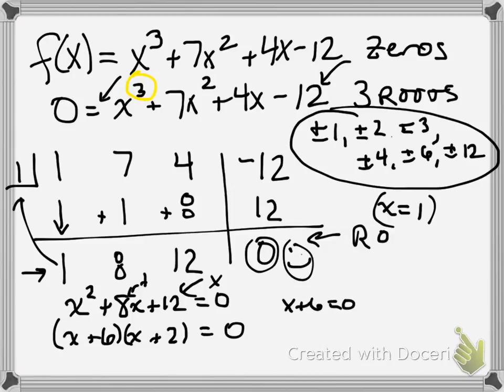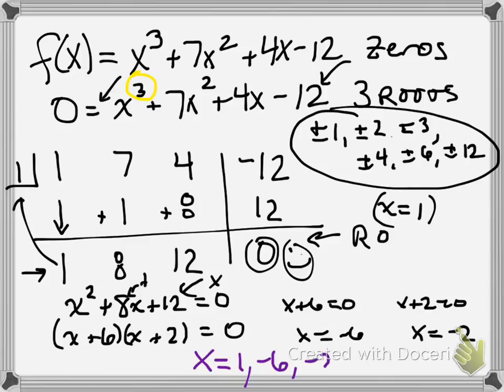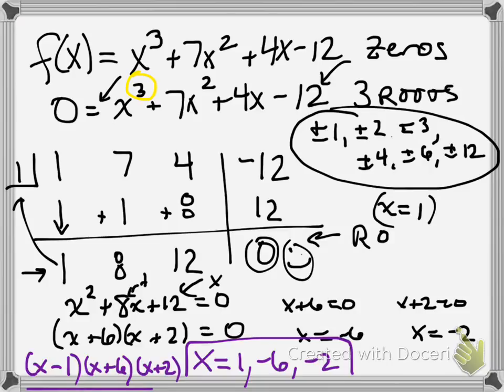So we can set each factor equal to 0. So x plus 6 equals 0, and x plus 2 equals 0. So x would equal negative 6 and negative 2. So there are your 3 roots. We can now say definitively that the 3 roots of this given polynomial are x equals 1, negative 6, and negative 2. Which also means if we wanted to factor that given polynomial, our factors would be x minus 1, x plus 6, and x plus 2. If you FOILed these 3 factors out, you'd get the original problem.